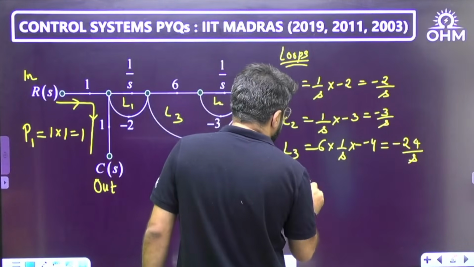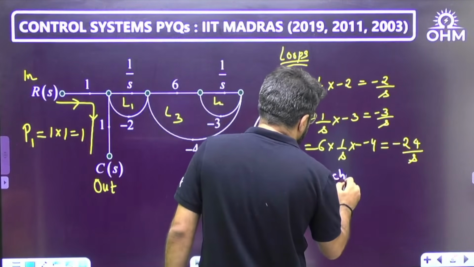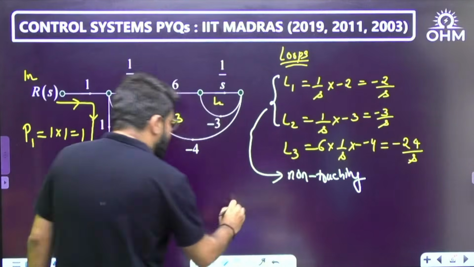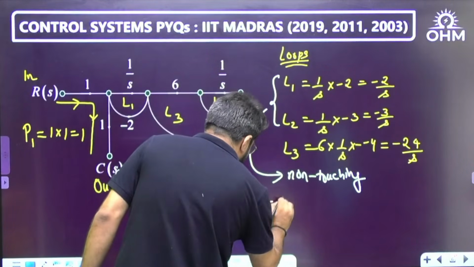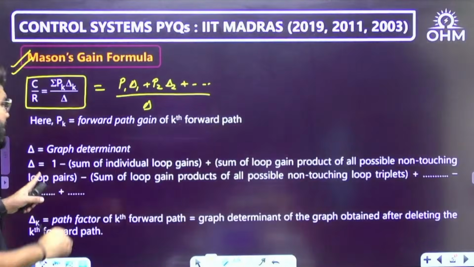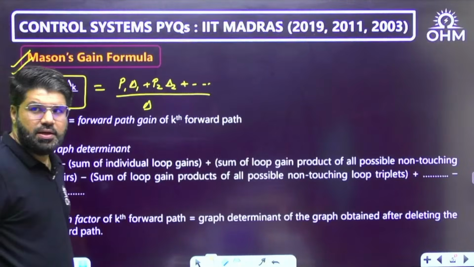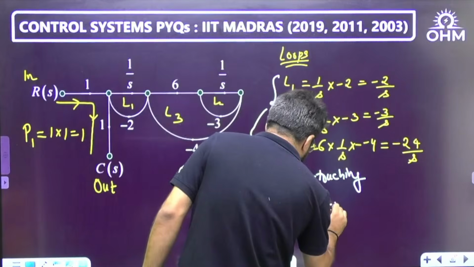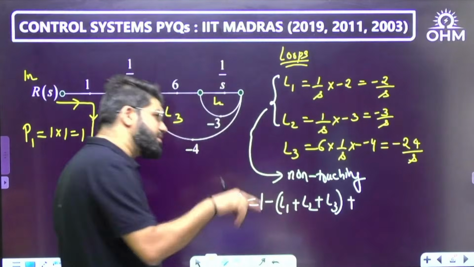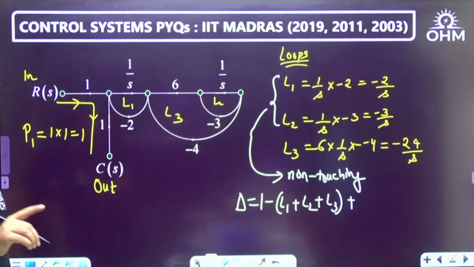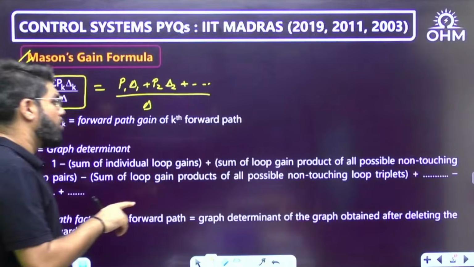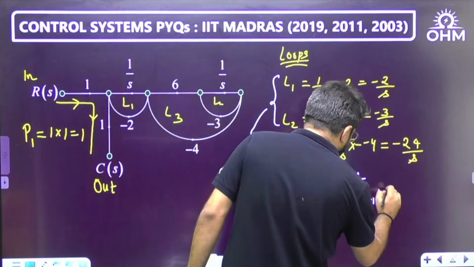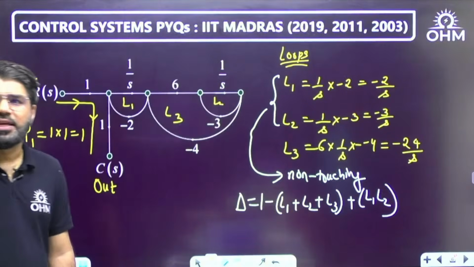These two are non-touching to each other. Now how will I write down the graph determinant? The first term that will come is 1, and then always the sum of all the loop gains. Whatever the loops are, sum of all of them. And then if there is a non-touching pair, take the product of them. So L1 and L2 here make a non-touching pair, so take this product term, L1 L2.